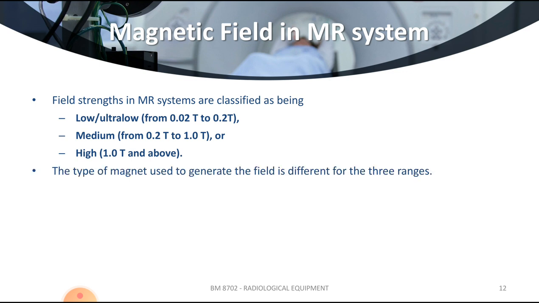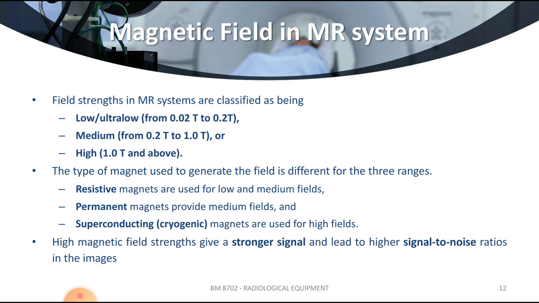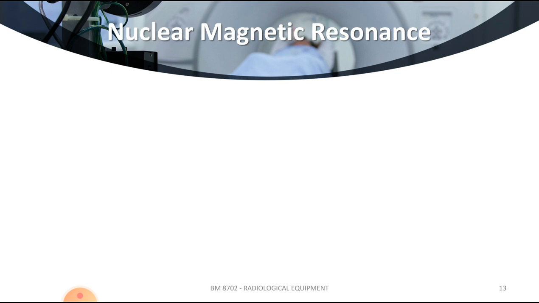The type of magnet to generate the field can be classified into three types: resistive magnets, which is mainly used for low and medium fields; permanent magnets, which is used to provide medium field strength; and superconducting magnets are used for high field strengths. When you have a higher magnetic field strength, you will have a stronger signal, so that the signal to noise ratio will be very high. So this is about the magnetic field in a MR system.